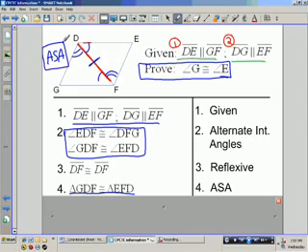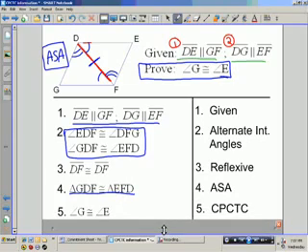Now, let's get this last statement. All we've got to do is write down the proof statement, which they said was G congruent to E. And the reason is always CPCTC. That's always the last reason if you're proving parts.